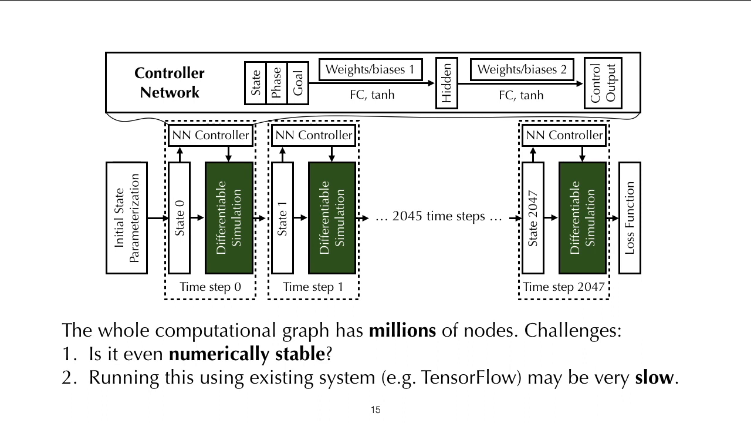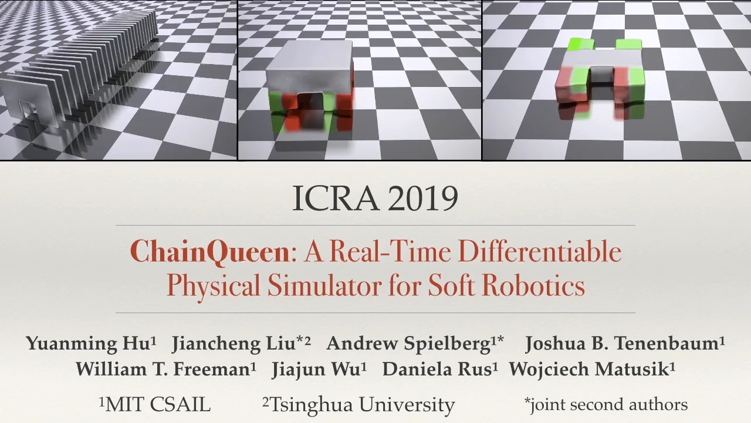Is this graph still numerically stable when evaluating the gradient? And the second question to ask is, running this graph on an existing system such as TensorFlow, is it going to be efficient? Those are really interesting questions, and that's why we developed this ChainQueen simulator. This is a paper at ICRA 2019. We proved that it's actually numerically stable. The gradients are actually good enough for optimization, which is great news. And secondly, we found that existing systems such as TensorFlow aren't efficient enough for differentiable physics.